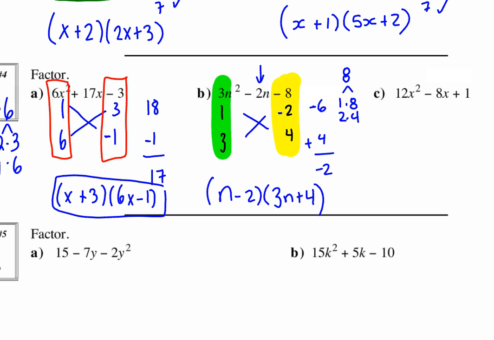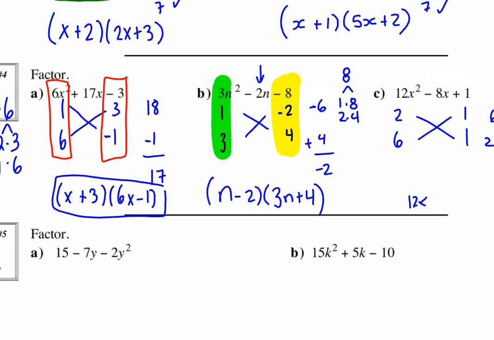Okay, 12. What do you want to try? 2 and 6? We have options. 2 and 6, 3 and 4, 1 and 12. Yeah. The nice thing is that 1 only multiplies to 1 by 1 and 1. Now we're multiplying to a positive, but we're going to add to a negative. So both our signs have to be negative. Is this going to work?